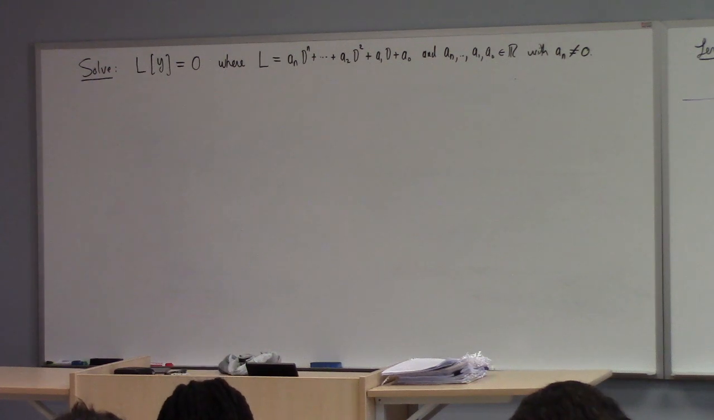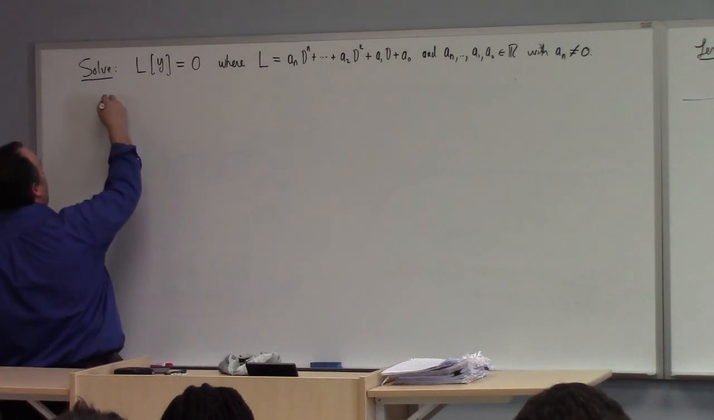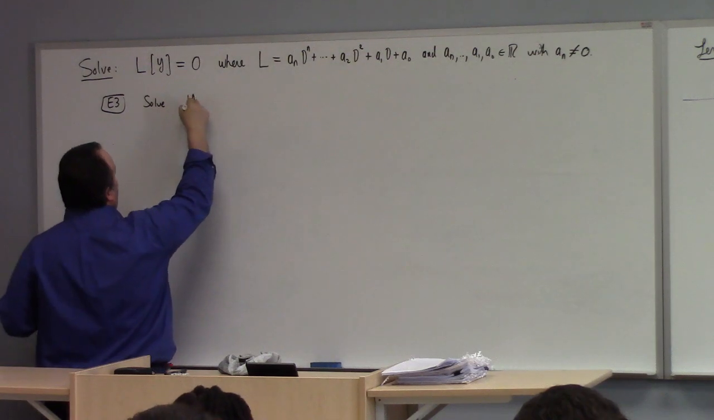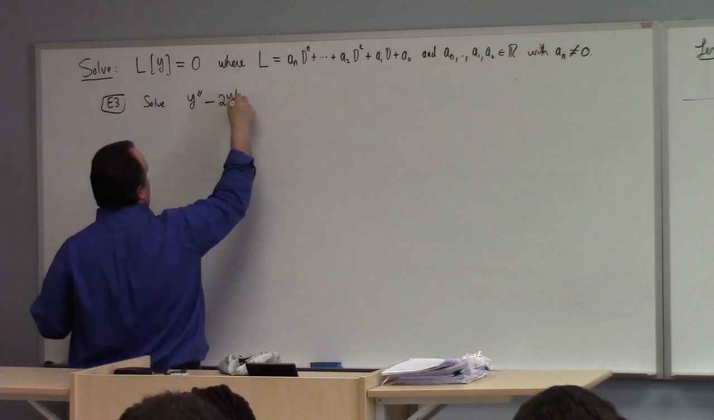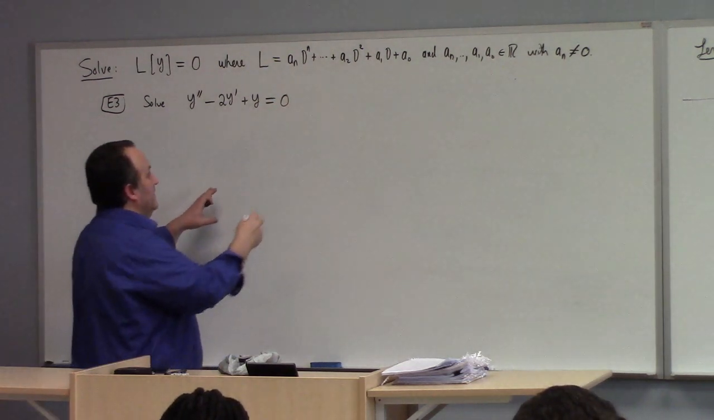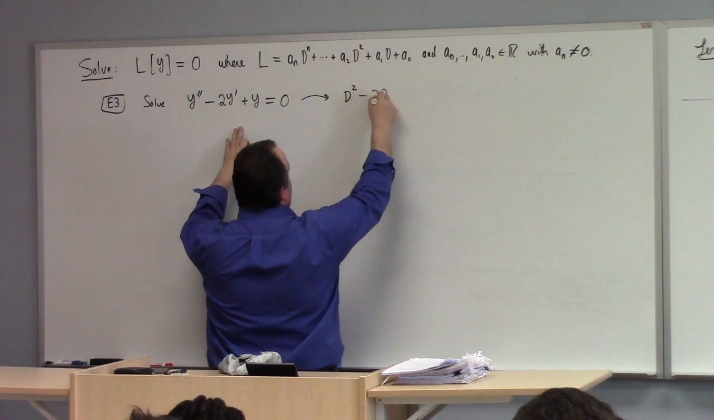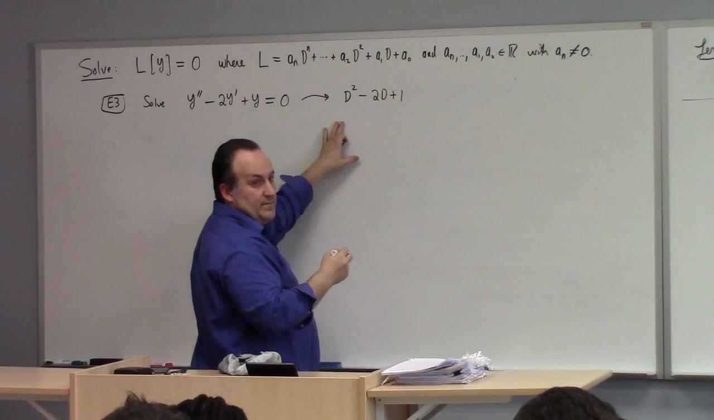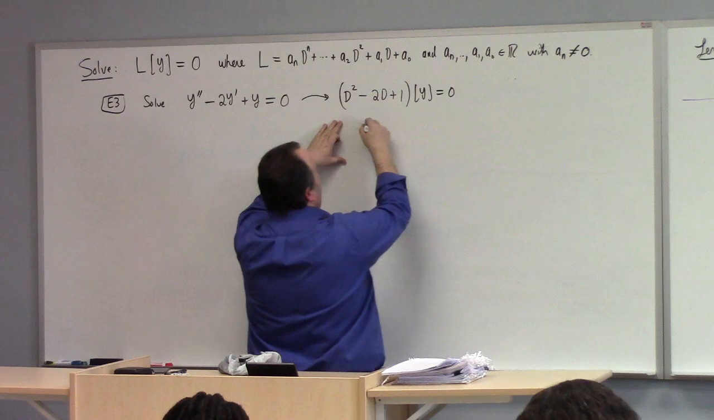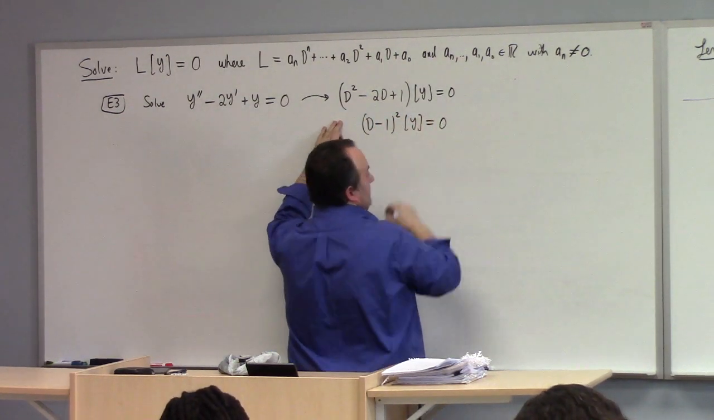So where am I? Example 3? Is that right? I think. All right. Here we go. Solve y'' minus 2y' plus y equals 0. Here's my thought process. As an operator equation, this is D squared minus 2D plus 1 acting on y equals 0, which is (D minus 1) squared acting on y equals 0.